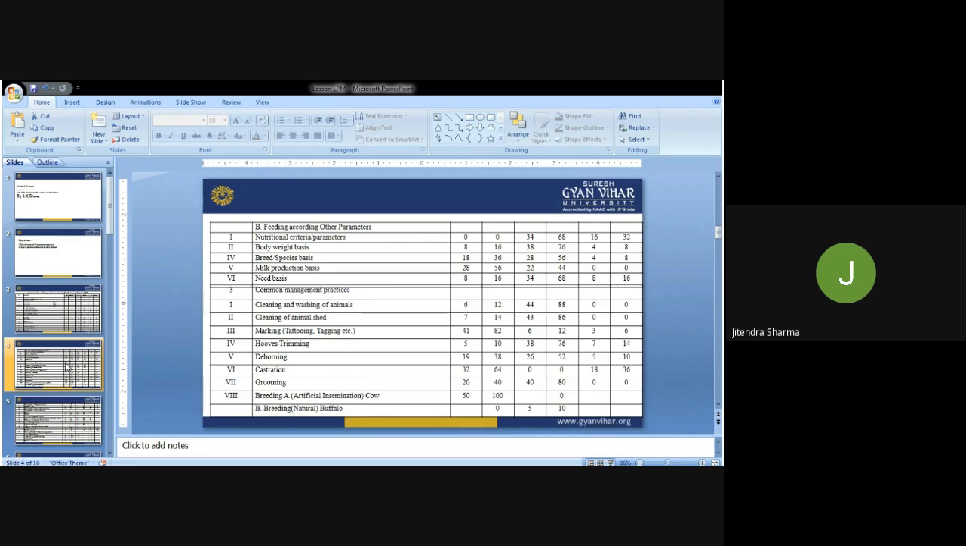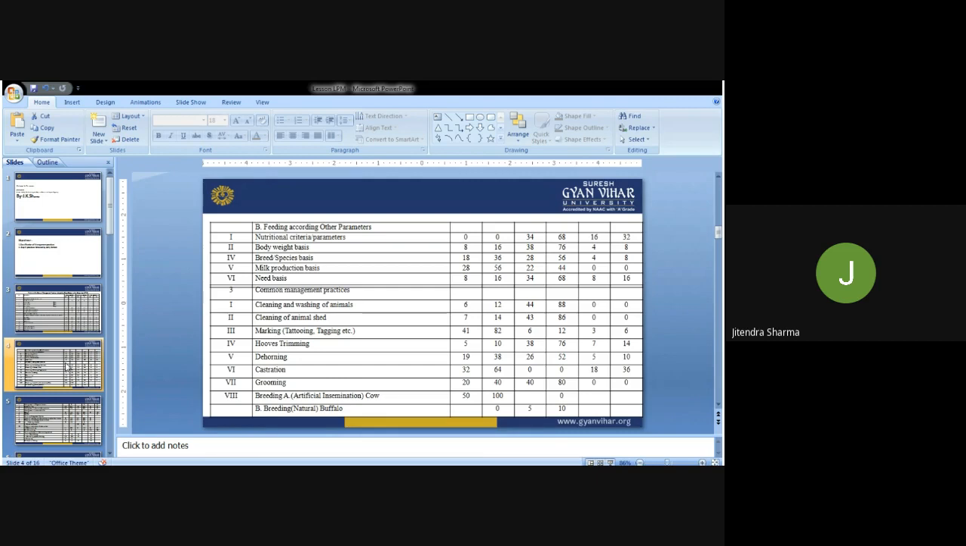their convenience. They are following it, but they are all aware that the cleaning of the animal shed is required. And the marking, the identification, 82% are having it, and they are following any one procedure of identification of the animals, either tagging or tattooing. But no one was found following tattooing. Only tagging is the way that is generally followed for the animals.